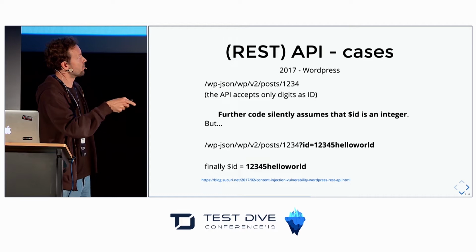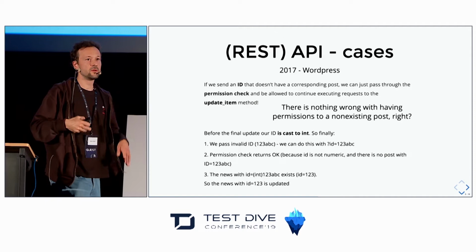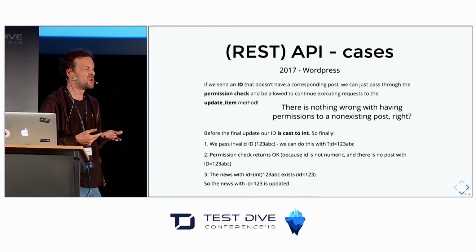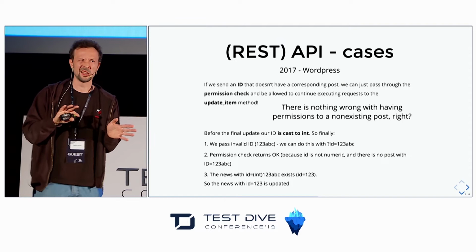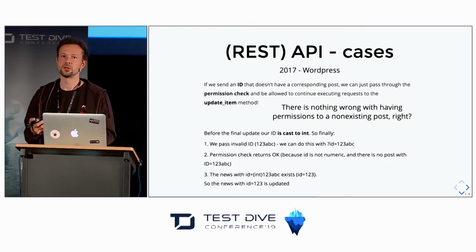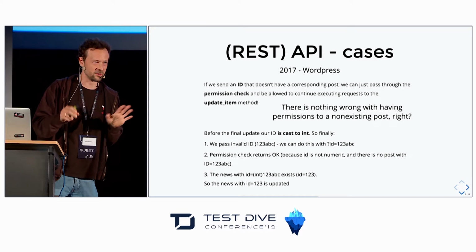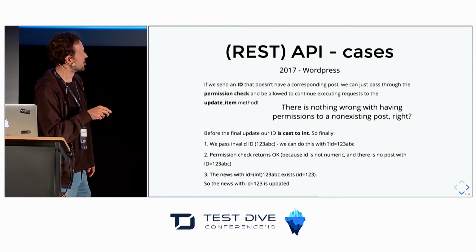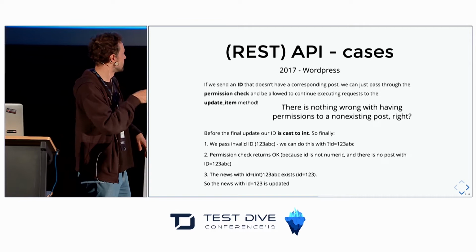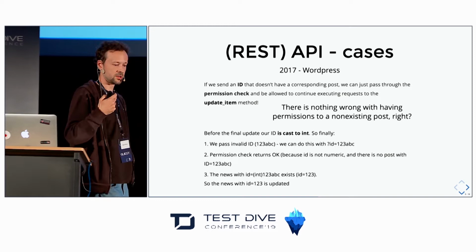This is skipped. And then there is a function which checks if you have permissions to edit this post. And this function returns true because this ID doesn't exist. Okay, so it's not a problem because I have permission to edit a post which doesn't exist. But just before editing, they cast this value into integer just to be 100% sure we are editing the good stuff. So this 123ABC is converted into 123, the function returned that I have permissions to edit it, and this is edited, something like this. There are different bots which try to exploit this vulnerability automatically.